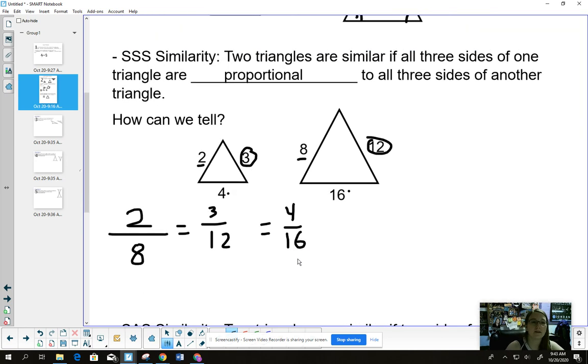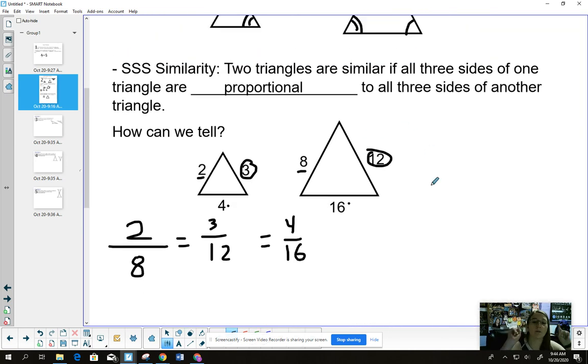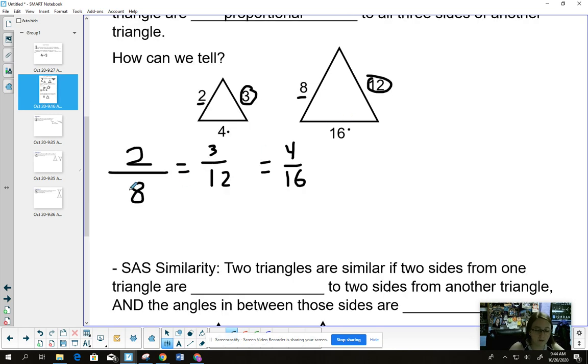Now, if my triangles are proportional, basically similar by side, side, side, if I go to my calculator and I plug all 3 fractions in and get the same thing, they are proportional. If I don't, it's not side, side, side. So let's try this. Go ahead and take a moment, plug 2/8 in your calculator, get a decimal, plug 3/12 in your calculator, get a decimal, plug 4/16, so forth and so on.